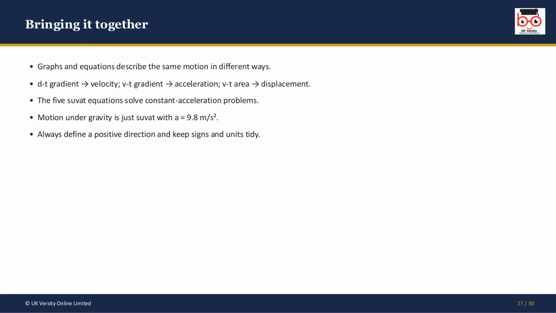Let's draw the outcome together. Graphs and equations are just two ways of describing the very same motion. On a displacement-time graph, the gradient gives velocity. On a velocity-time graph, the gradient gives acceleration, and the area gives displacement. The 5 SUVAT equations handle any constant acceleration problem. Motion under gravity is simply SUVAT, with the acceleration set to 9.8 meters per second squared. And throughout, define a positive direction and keep your signs and units tidy.